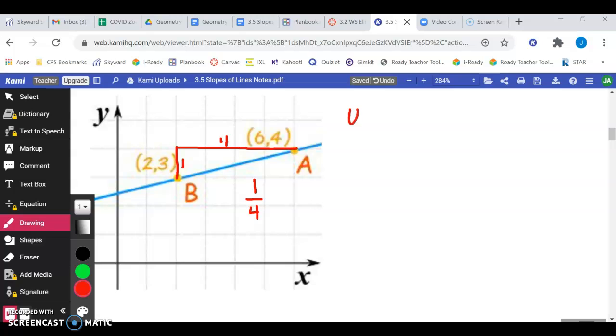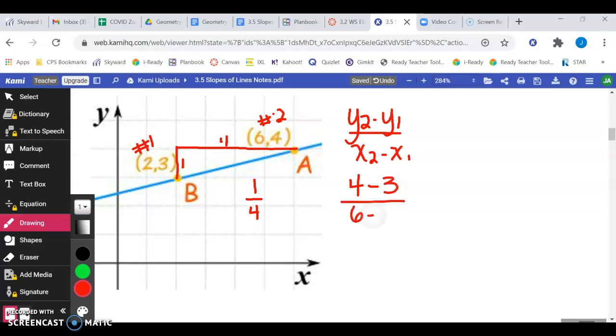Now, using the slope formula of y2 minus y1 over x2 minus x1, I'm going to pick this as my number 1 point, and this is my number 2 point. So y out of 2 is 4, minus y out of 1 is 3, and x out of 2 is 6, minus x out of 1 is 2. So when I do the work here, 4 minus 3 is 1, 6 minus 2 is 4. So if you're given a graph, you can do rise over run. If you're given just 2 ordered pairs, you have to use the slope formula.